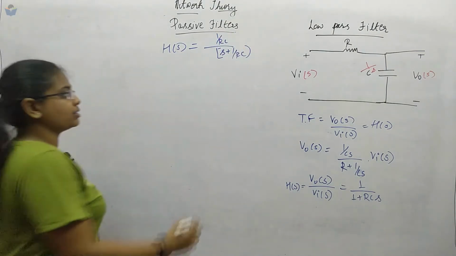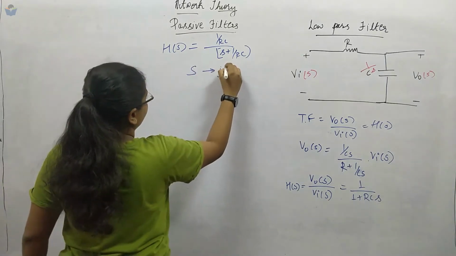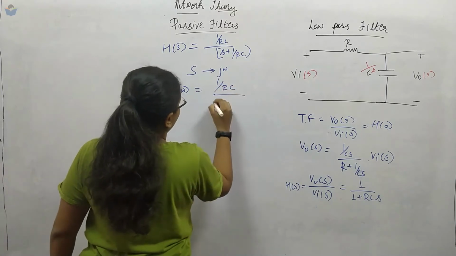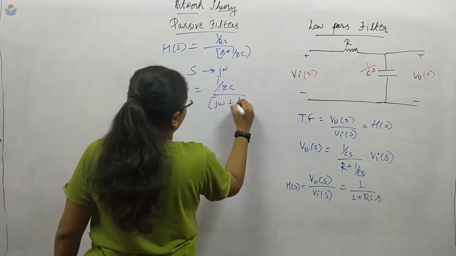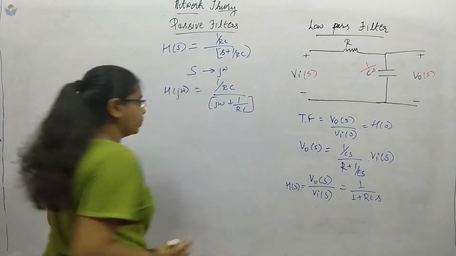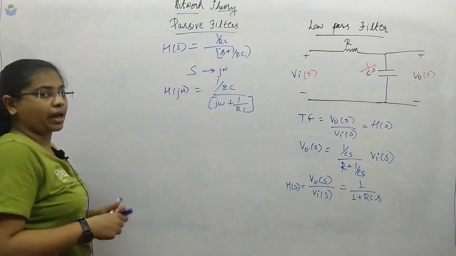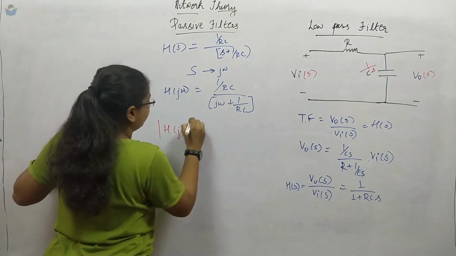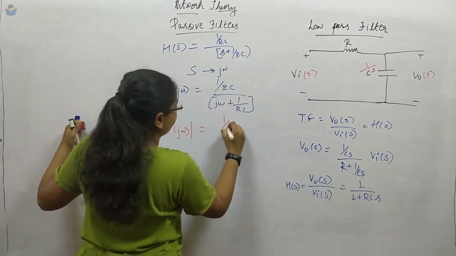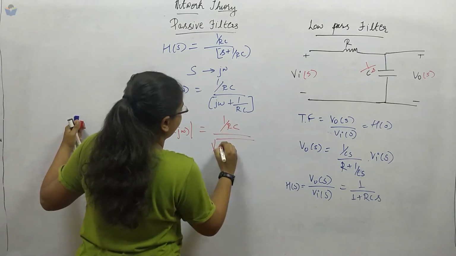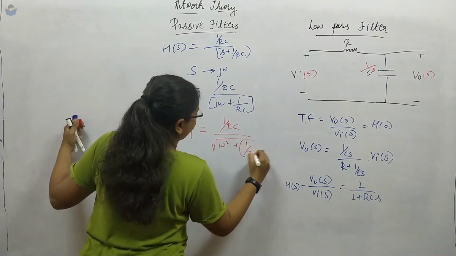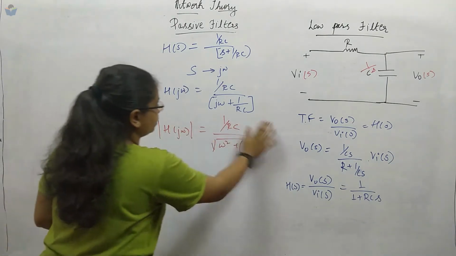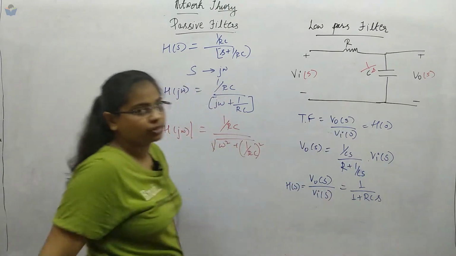Now I will put S equal to J omega. So H of J omega will be equal to 1 upon RC divided by (J omega plus 1 by RC). Now I will take the magnitude of H of J omega. So what will I get? This will be 1 upon RC divided by the square root of omega square plus (1 by RC) whole square. Correct? So this is the output equation that we have got for this low pass filter.